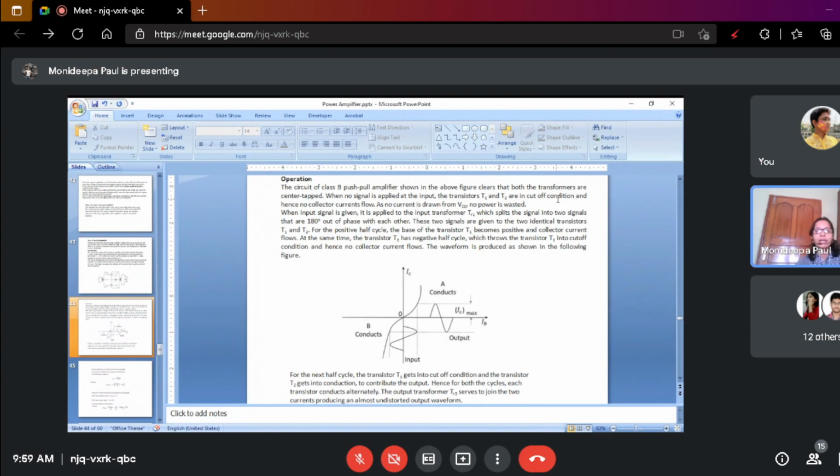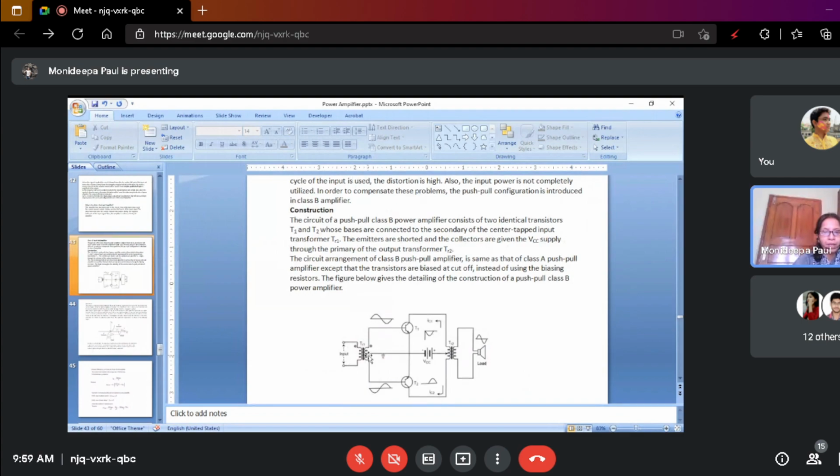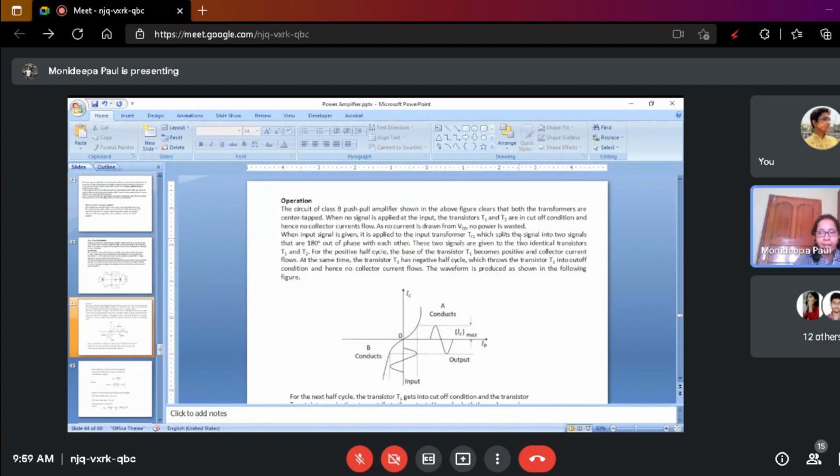I have already told that this is the beta biasing condition. So if there is no input signal, T1 and T2 are in cut-off condition and hence no collector current flows. As no current is drawn from VCC, no power is wasted. When an input signal is given, it is applied to the input transformer TR1, which splits the signal into two signals that are 180 degrees out of phase with each other.